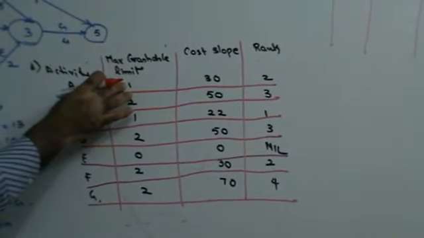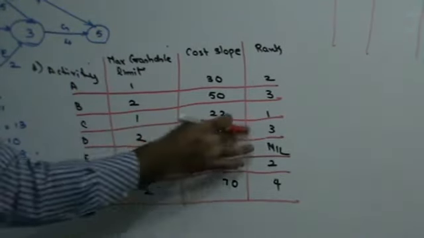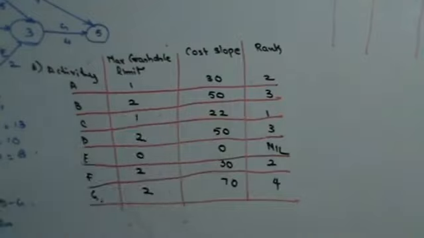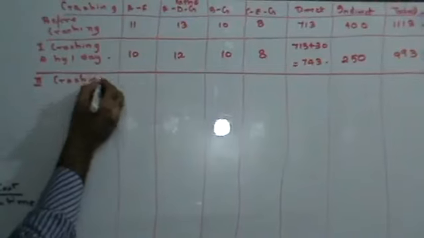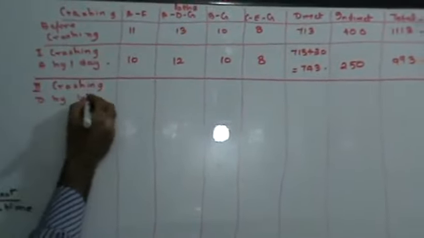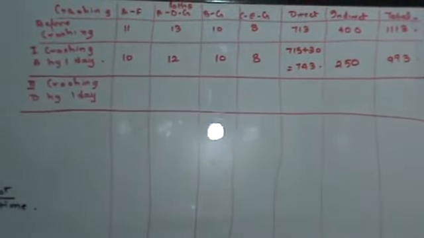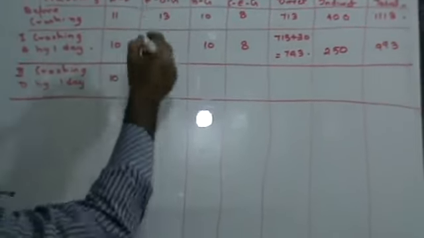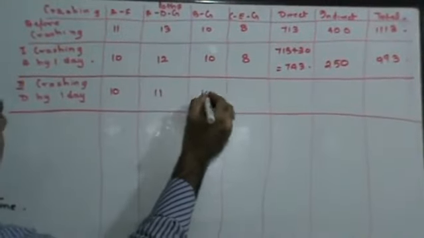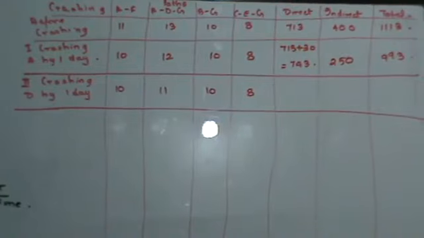My critical path is A, D and G. A has rank 2, D has rank 3. So now the next thing I'm going to do is crash D. So second crashing is D by 1 day. If I crash D by 1 day, wherever I have D, I'll have to reduce 1 day. There's a D here, so this becomes 11. No D here, so this remains as it is, this remains as it is. So I have crashed D by 1 day, which means I have reduced that path which has D by 1 day.